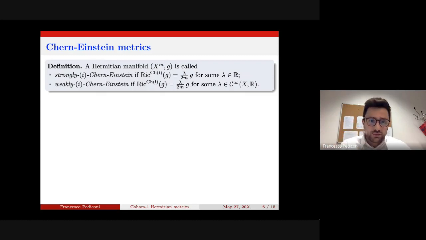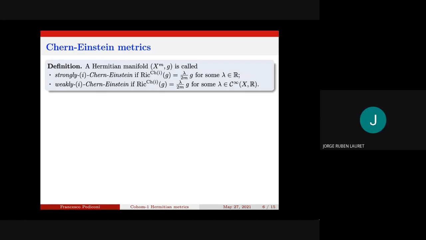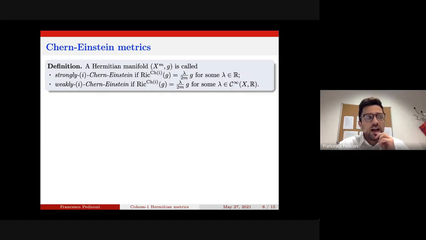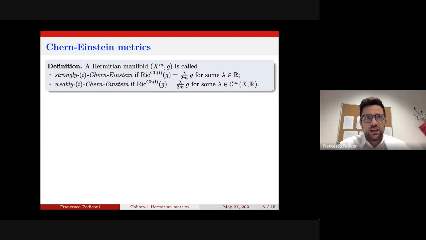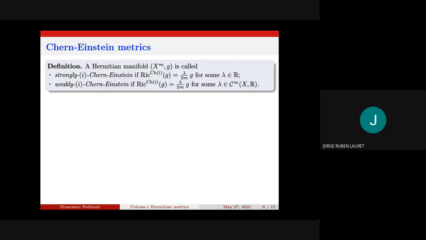Otherwise, we say that the Chern-Einstein metric is weakly Chern-Einstein. Okay. So you don't have the Bianchi identity. Yeah, I mean, you have the Bianchi identity, but you have the Bianchi identity with torsion. Okay. Yeah, so it is not the Bianchi identity of the Levi-Civita connection. Okay. So that's the issue.